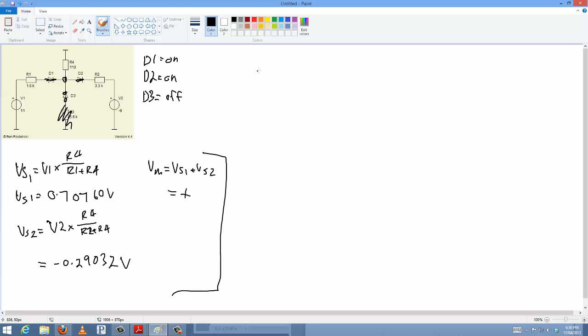And at that node, 0 equals, we'll just call this V for now, V on R4 plus V minus V2 on R2 plus V minus V1 on R1. And now we're just solving for V. This is going to be a long-winded process because I prefer dealing with larger numbers. V on 110 plus V plus 9 on 300. I'll probably speed this bit up.